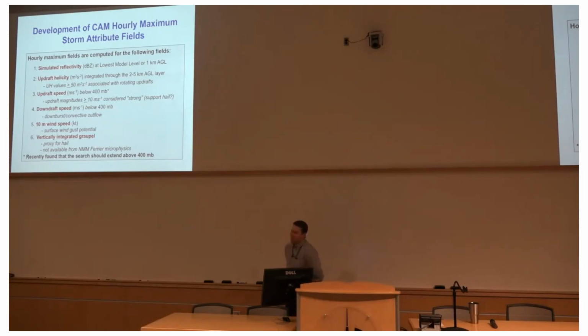10 meter wind speed also seems to be a pretty strong underestimate of general wind potential. But if you consider lower thresholds, it does do okay. And then there's vertically integrated graupel, which is supposed to be a proxy for hail. That field also is highly correlated with a lot of the other fields like updraft speed. We don't generally find a lot of additional utility from that type of field.